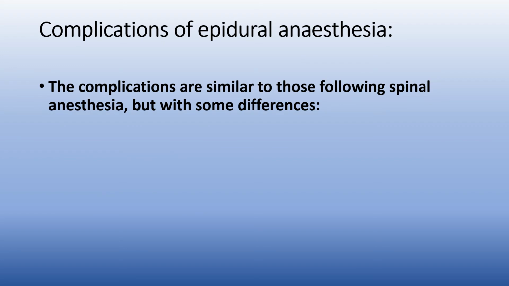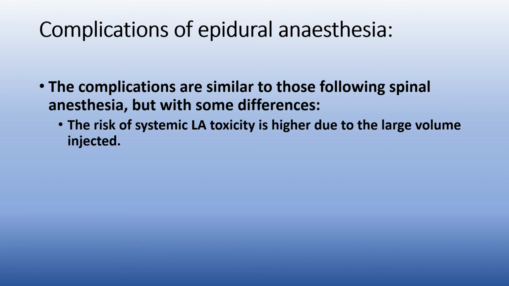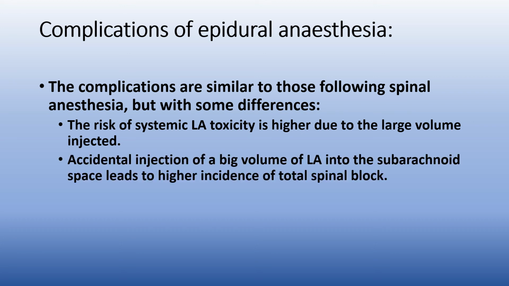Complications of epidural anesthesia. The complications are similar to those following spinal anesthesia, but the risk of systemic local toxicity is higher due to the large volume injected of the local anesthetic. Accidental injection of a big volume of local anesthetic into the subarachnoid space leads to higher incidence of total spinal block.